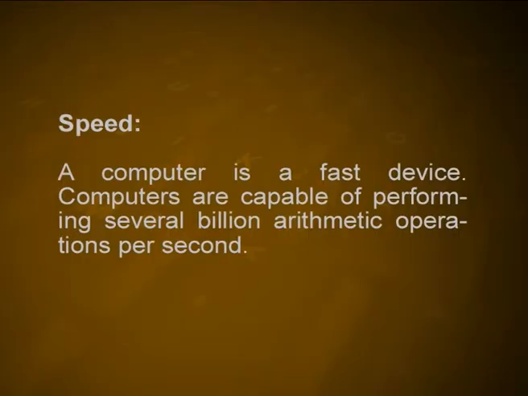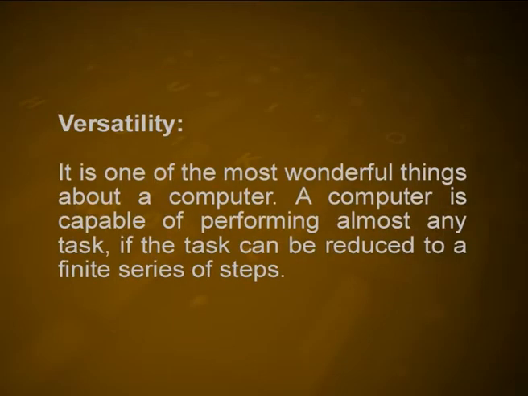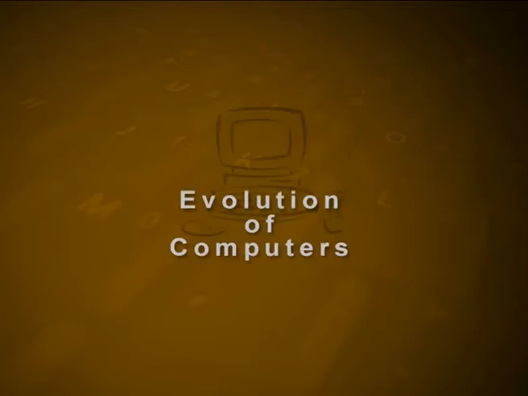Speed. A computer is a fast device. Computers are capable of performing several billion arithmetic operations per second. Versatility. It is one of the most wonderful things about a computer. A computer is capable of performing almost any task if the task can be reduced to a finite series of steps. Evolution of computers. The computer truly is one of the most incredible inventions in history.